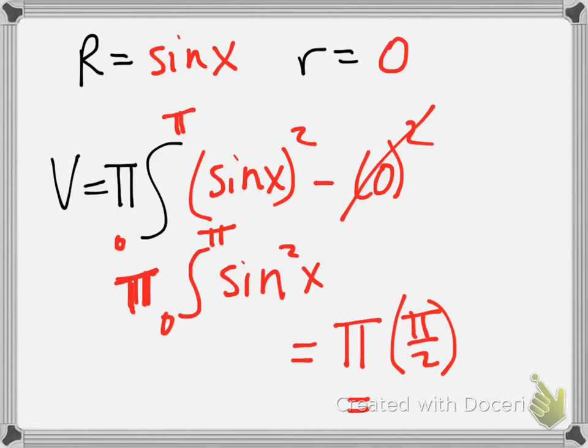So what you get is pi times pi over 2, or in your calculator it's probably going to be about 4.929. And we're going to round to 3 decimals. Okay? You could also have left this as pi squared over 2.